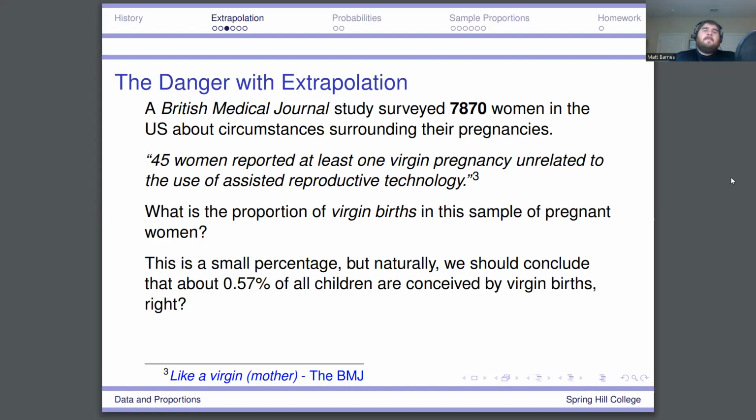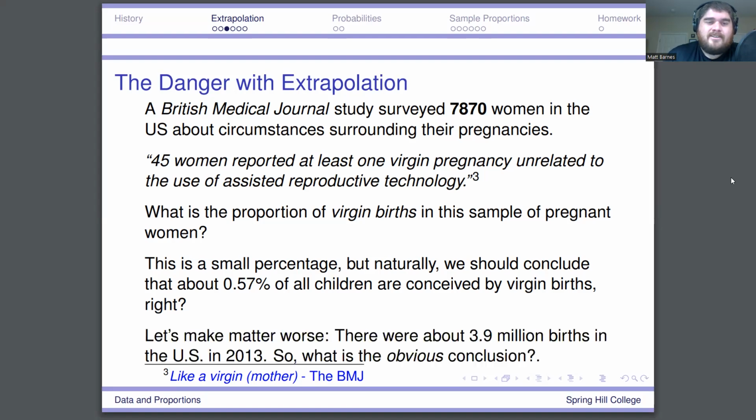So about 0.5%, right? So to be clear here, what is happening is these women are asserting that their pregnancy was not the result of any sort of sexual contact, and it was not the result of any sort of assisted reproductive technology. So this is quite a bold claim to be made, especially when you consider one of the major religions in the US and across the world has this as kind of a cornerstone of its faith.